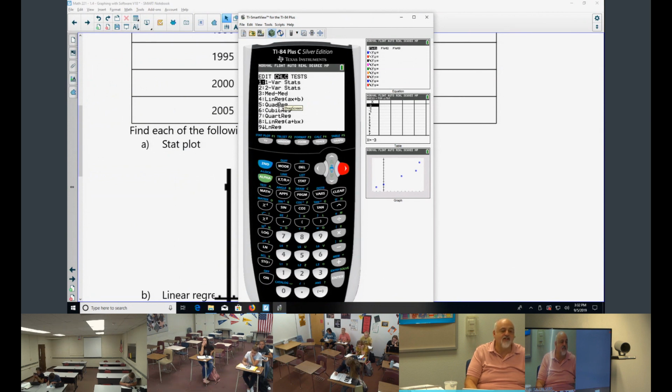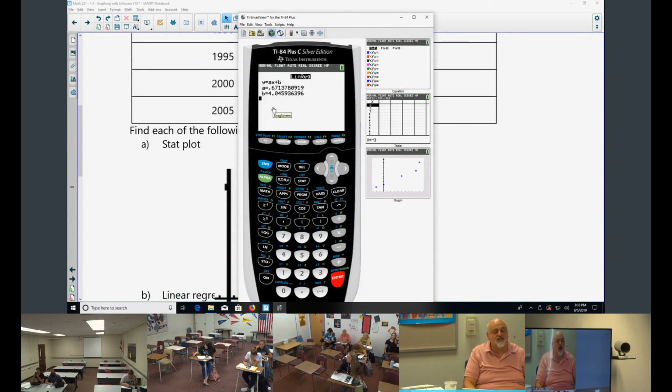The quadratic regression is the parabola of best fit. The cubic regression is the cubic of best fit, and so on. If you keep going, there's a sine regression, and so on. So we're going to do the linear regression. You do stat, calc, and then you come down here to option 4. It says use L1 and L2. And then calculate. And then it gives you a linear regression.